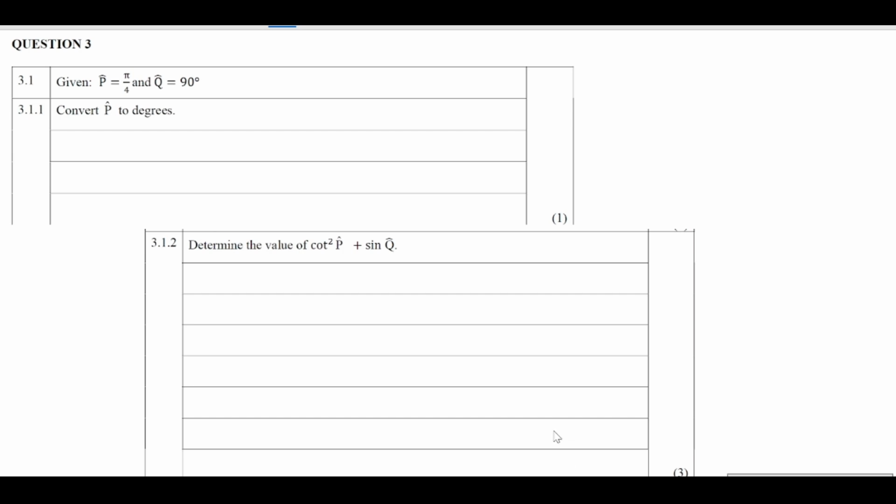Welcome back again. Question number 3. You are given that angle P is equal to pi divided by 4, and angle Q is equal to 90 degrees. Convert P to degrees.